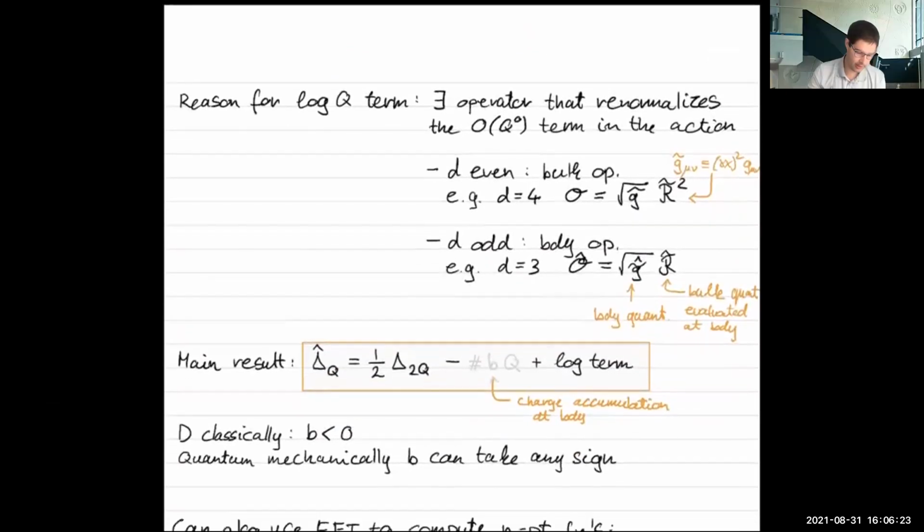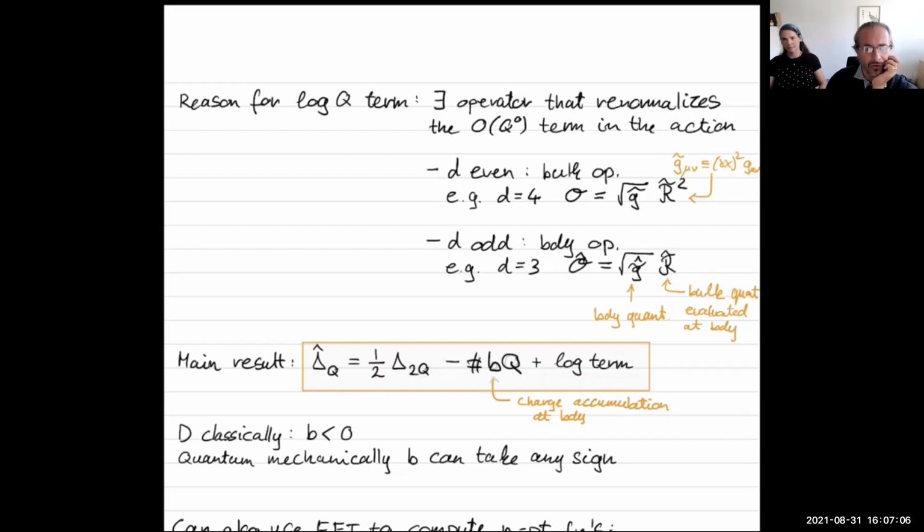So, okay, in summary, we get that to leading order, the dimension of the lowest bulk scaling operator with charge Q is 1/2 times the dimension of the bulk operator of charge 2Q. And there's the linear correction that I talked about, which is minus some number times B times Q. And then there's this log term in all dimensions that I talked about.